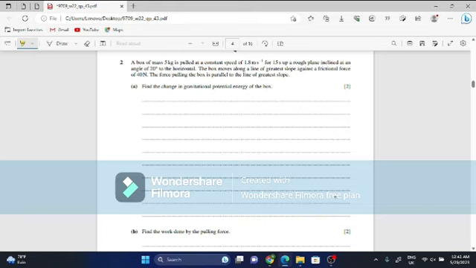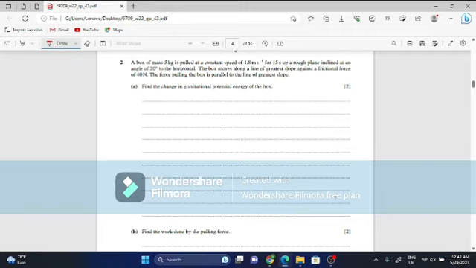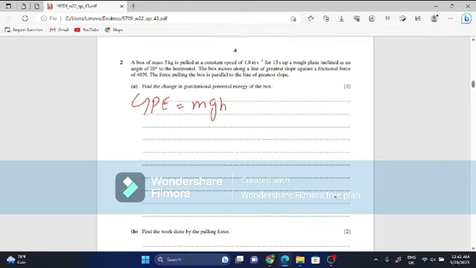The second question is: a box of mass 5 kg is pulled at a constant speed of 1.8 meters per second for a time of 15 seconds on a rough surface that is inclined at an angle of 20 degrees from the horizontal. The box moves along a line of greatest slope against a frictional force of 40 Newton in magnitude. You have to find the change in gravitational potential energy. So your first step should be writing the formula for gravitational potential energy, GPE, which equals mgh. You know that m is mass, g is gravity, and h is the height.